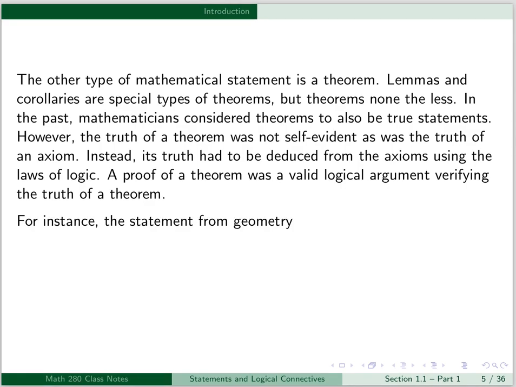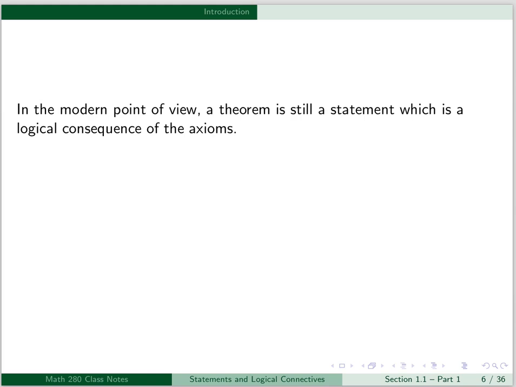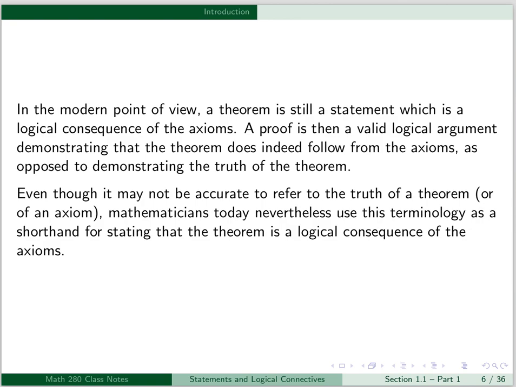For instance, the statement from geometry, the sum of the angles of any triangle equals 180 degrees, was considered a theorem rather than an axiom, since its truth is not self-evident. In the modern point of view, a theorem is still a statement which is a logical consequence of the axioms. A proof is then a valid logical argument demonstrating that the theorem does indeed follow from the axioms, as opposed to demonstrating the truth of the theorem. Even though it may not be accurate to refer to the truth of a theorem or of an axiom, mathematicians today nevertheless use this terminology as a shorthand for stating that the theorem is a logical consequence of the axioms.